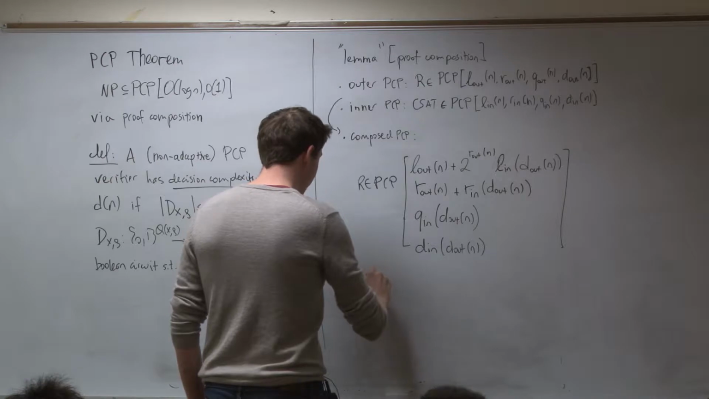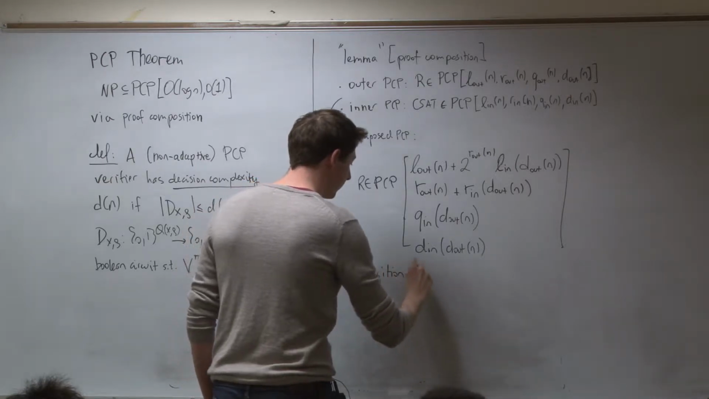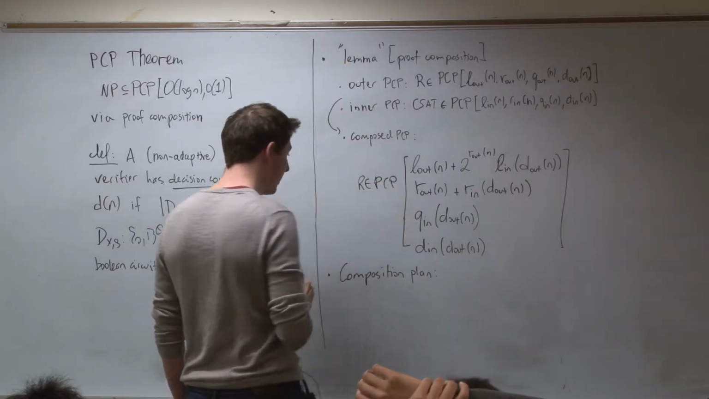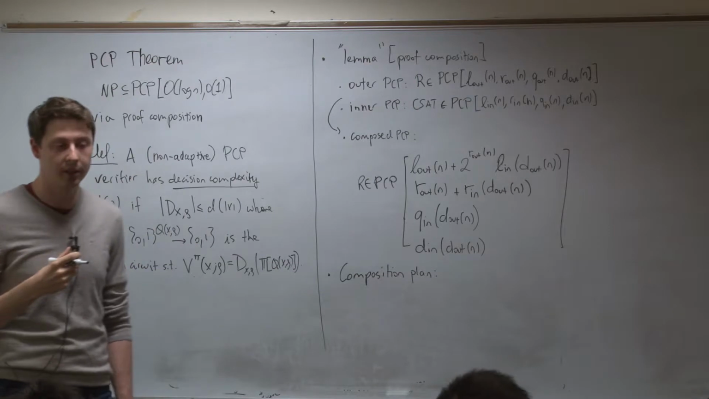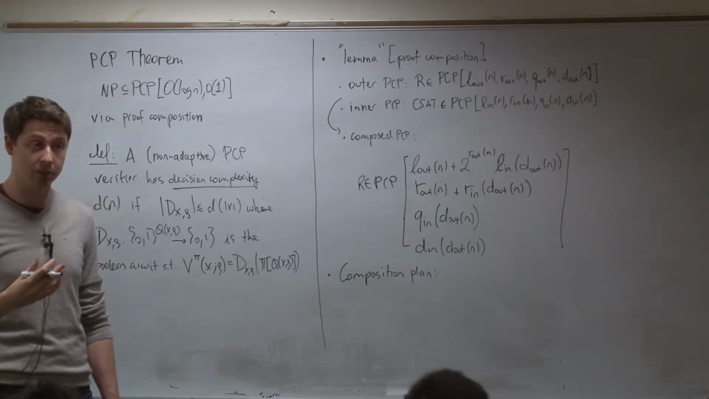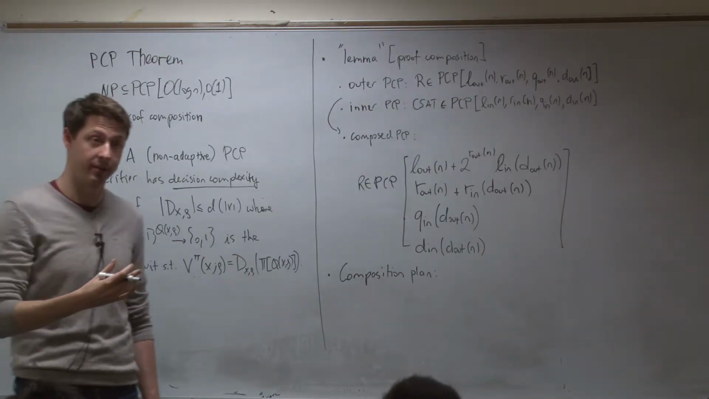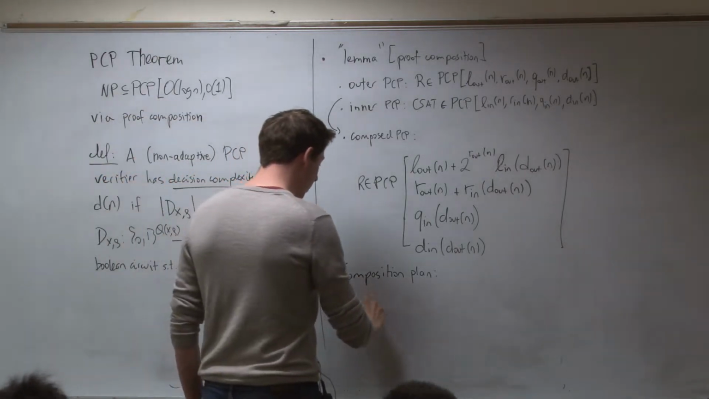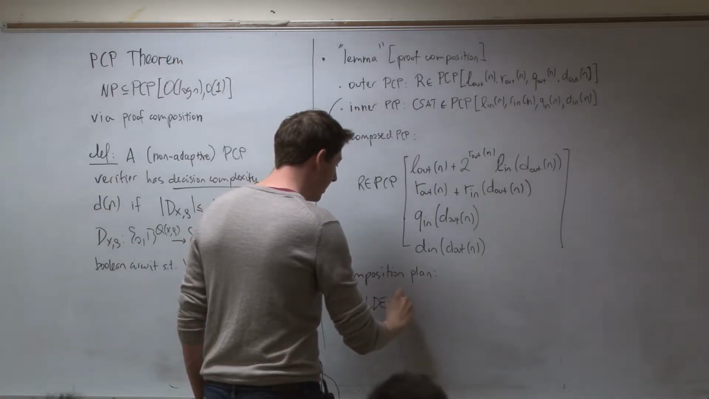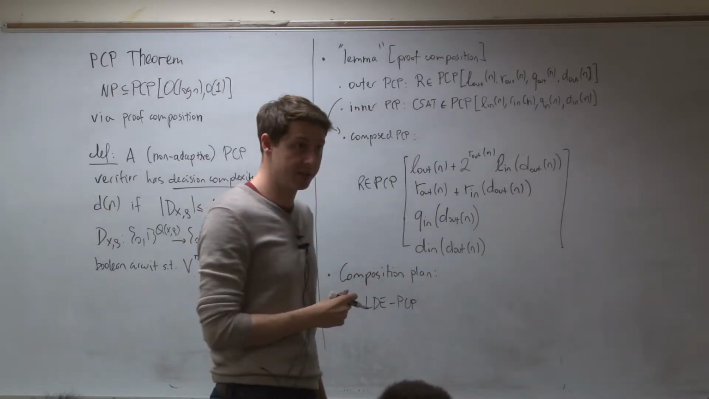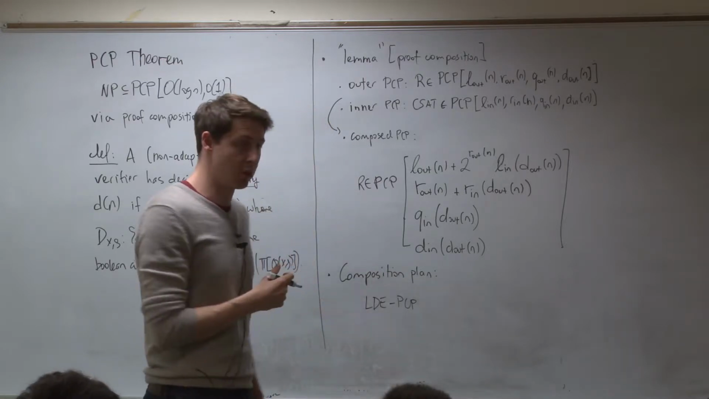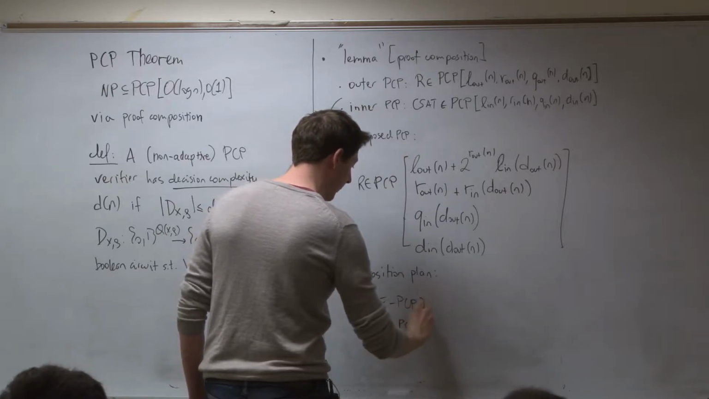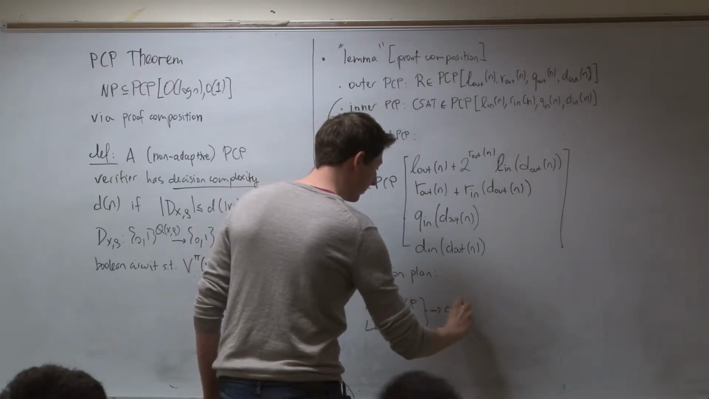Now, our composition plan. I have mentioned before that to obtain the PCP theorem, one composition won't suffice. We'll actually have to compose twice, okay, twice in a row. So our first composition is going to be the LDE PCP, the polynomial size PCP with polylog query complexity. We're going to compose it with itself, okay, to get some composed PCP.